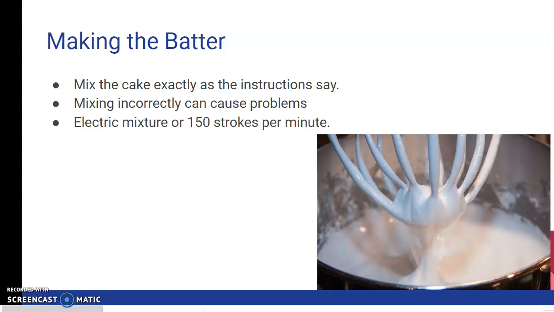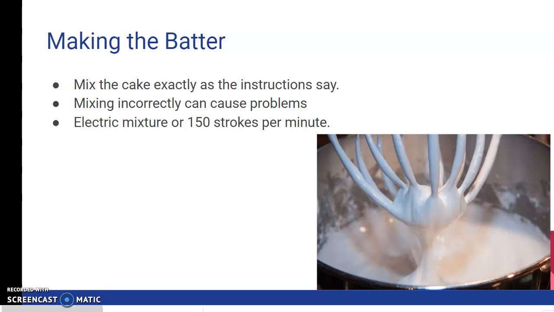Okay, so what about making the batter? Well, it's very important that you mix the cake following the recipe instructions exactly, because you can have problems with overmixing or undermixing if you don't. If you overmix, then the cake will develop tunnels and it will get a tough texture. And if you undermix, then the cake will have a low volume. So you want to have the perfect mixture speed.